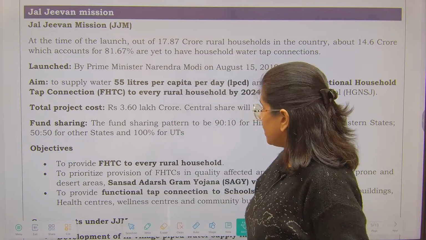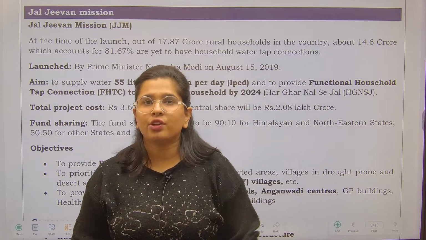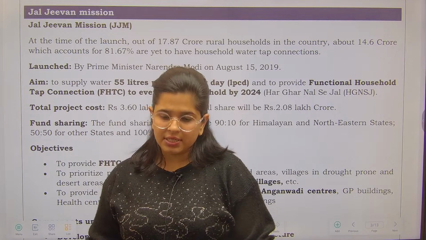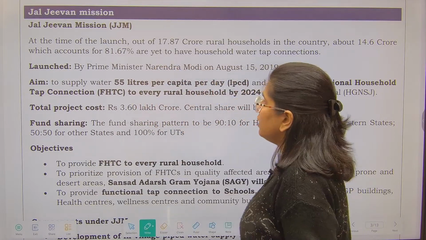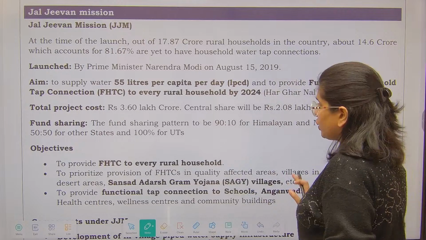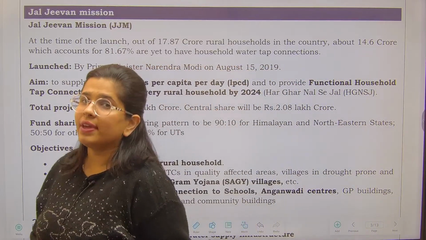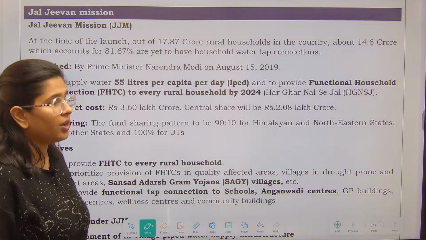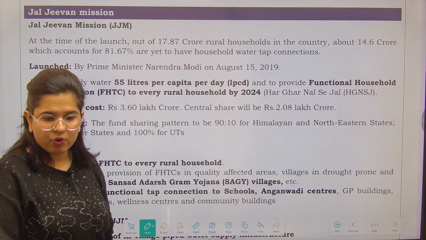In the soil and water conservation related schemes that your syllabus mentions in the rural banking subject, the first and foremost is the Jal Jeevan Mission. This is in a notes and summary format, so we will focus on the points which are really important and that you need to remember. हम उसी चीज पे focus करेंगे.